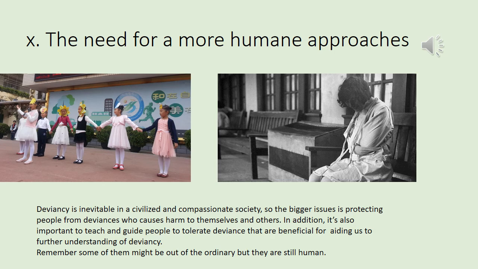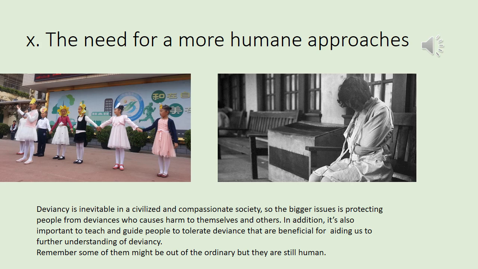It is important to remember that deviancy is inevitable. In a civilized and compassionate society, there are bound to be deviances everywhere. So the bigger issue is protecting people from deviances who cause harm to themselves and to others. Like I stated previously, there are deviances who exhibit external symptoms of mental illness and have done crimes such as murder, rape, stealing, cheating, and others. However, even though they've done all those crimes and deserve nothing less than what they did, we should still remember that we are humane, we are human.